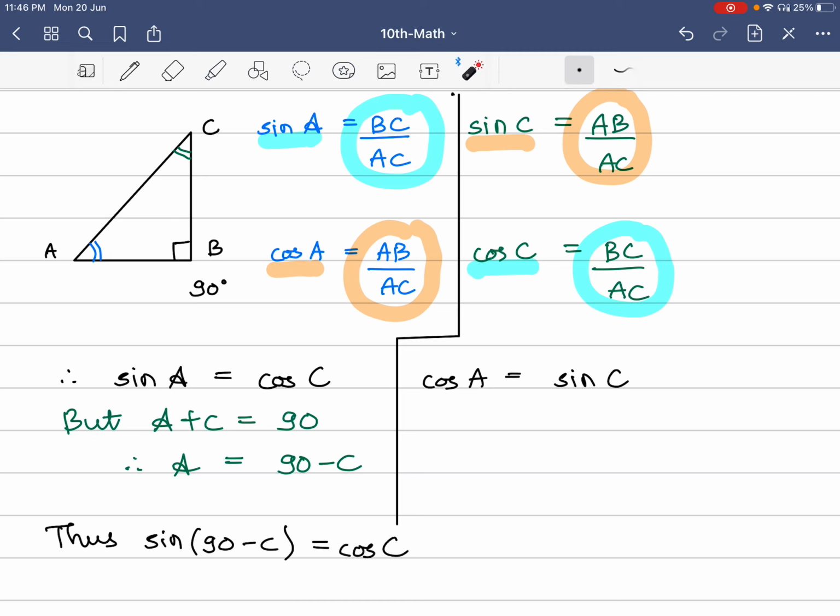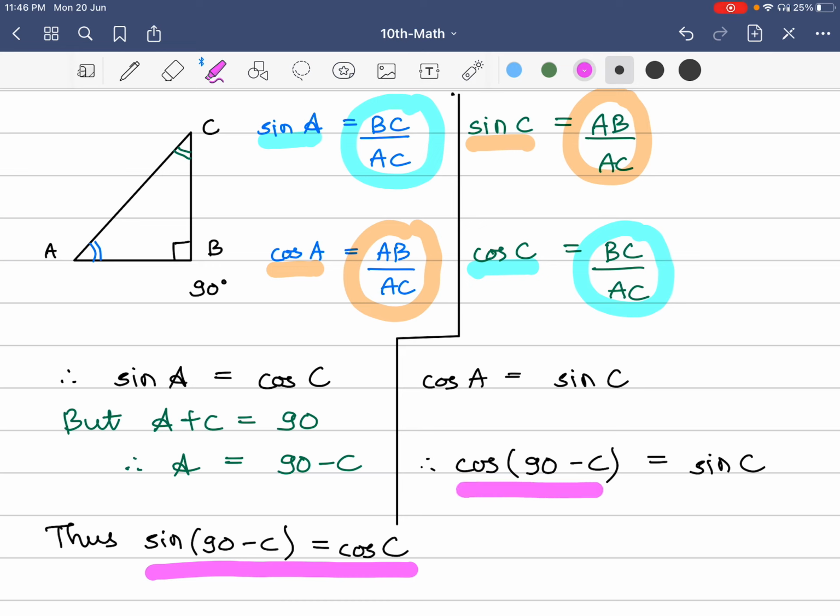Okay, I'm going to use the same logic for this angle A, and rewrite it in angle C. Therefore I'm going to get cos of 90 minus C is equal to sine of C. And this is the most important conclusion that we were trying to arrive at using our complementary angle logic. So sine of 90 minus C equals cos of C, and cos of 90 minus C equals sine of C. Note that for any angle of the form 90 minus C, we change the trigonometric ratio from sine to cos and the angle remains same.